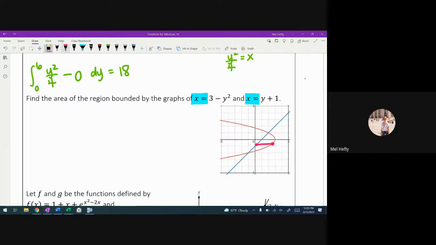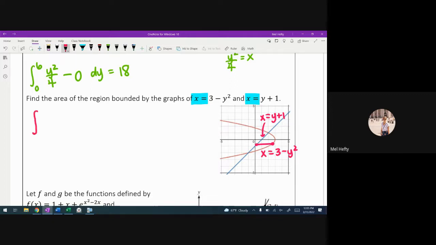Can anyone tell which function is which? Does anyone know which one the x equals 3 minus y squared is? The red one, the parabola. And then this one is x equals y plus 1. So I could do this both ways, but this way with y is a heck of a lot easier. So let's try to set it up.